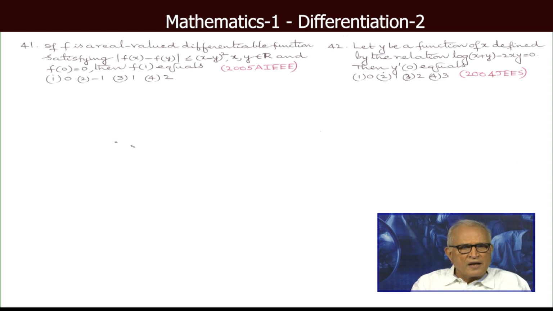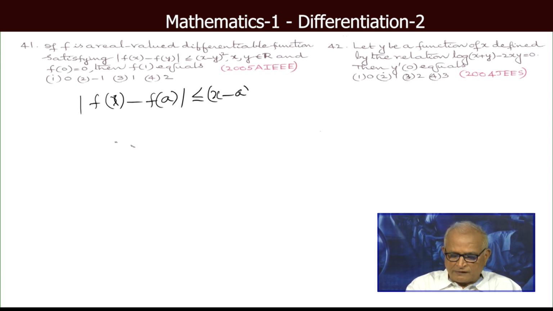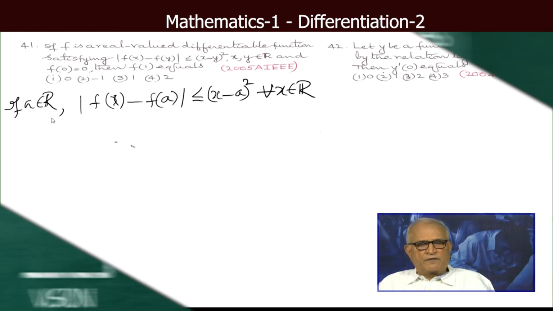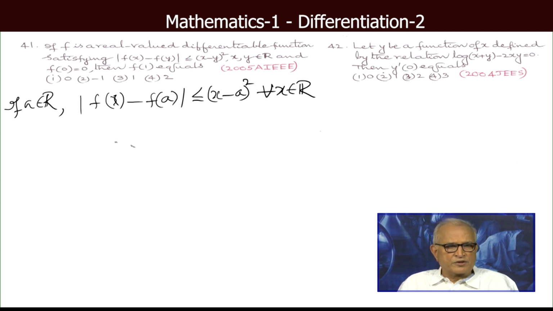Because that holds for all x, y, replace y by a, where a is any real number. Mod f(x) minus f(a) less than or equal to (x minus a) whole square for all x. If given a any real number, by replacing y by a in the hypothesis, we find mod f(x) minus f(a) less than or equal to (x minus a) whole square.